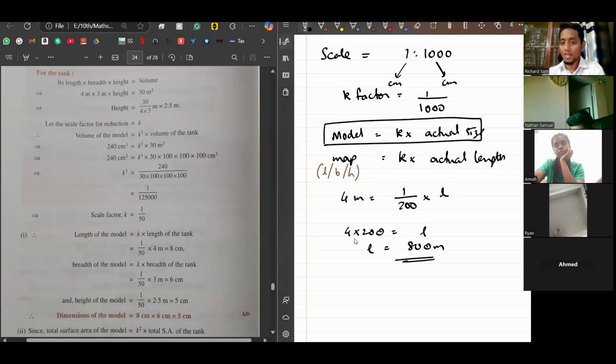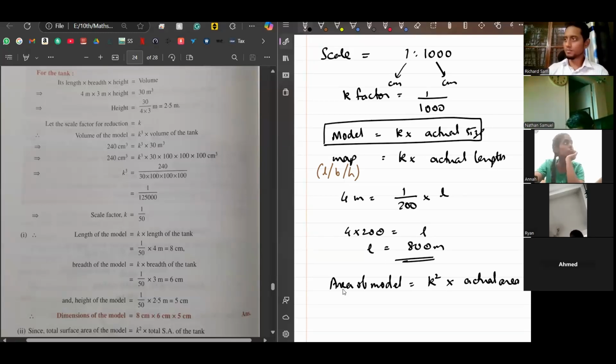Now the same formula can be modified also to find area. So for example, area of model or area of the map or area of something, to find what we can do, K into the actual area. But here, since it's area, you have to put K square. So if you're comparing areas of a model to the actual area on the ground, then the formula is what? Area of the model is K square into the actual area. It can be any area. It can be surface area or the ground flat area. But if the word area is there, you have to put K square.